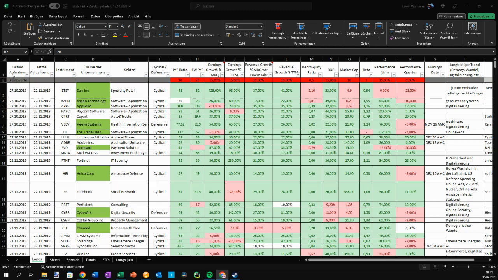Let's start. Some of this is in German, but I think most of the stuff that's in here should also be readable for English speaking people. Here's just the instrument ticker, then the company name, what sector they are in, and if that sector is cyclical or defensive.